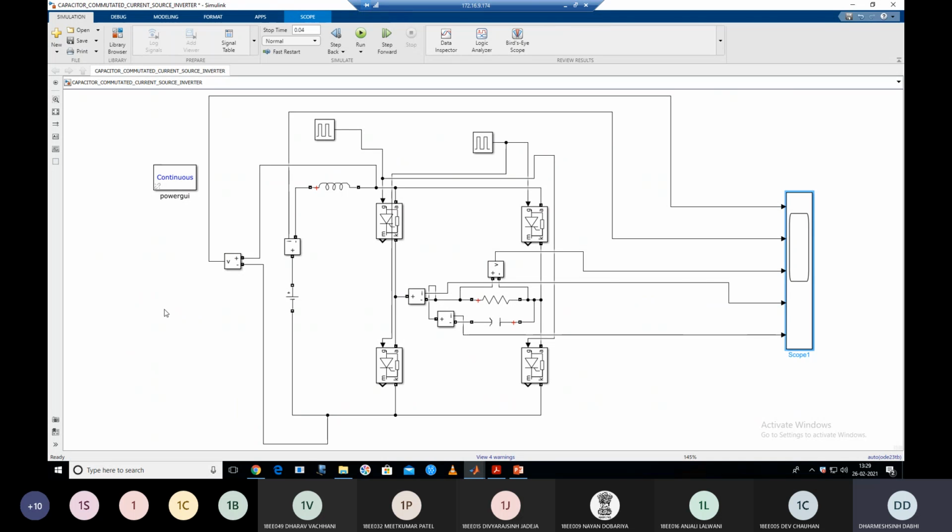Is there any doubt to anyone about this simulation? Yes, anyone?